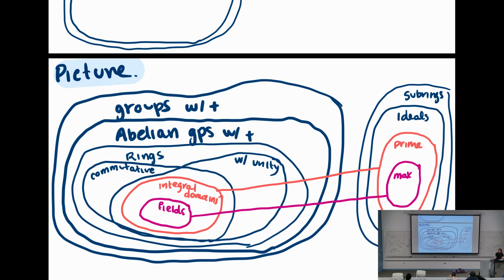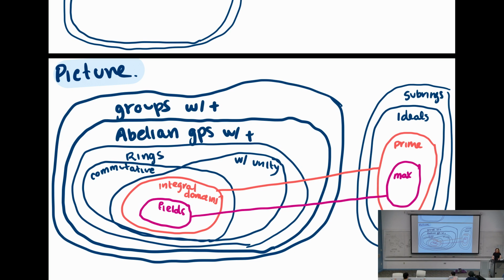So I think this picture is just helpful for sorting out the concepts that we've seen so far. And as we go on, you may add to this picture because there's going to be more things that come up, more types of rings and more types of ideals that we'll look at. Are there questions about this picture?